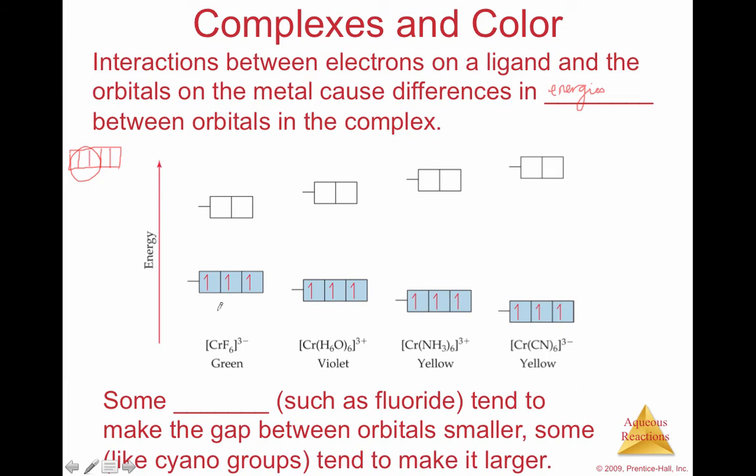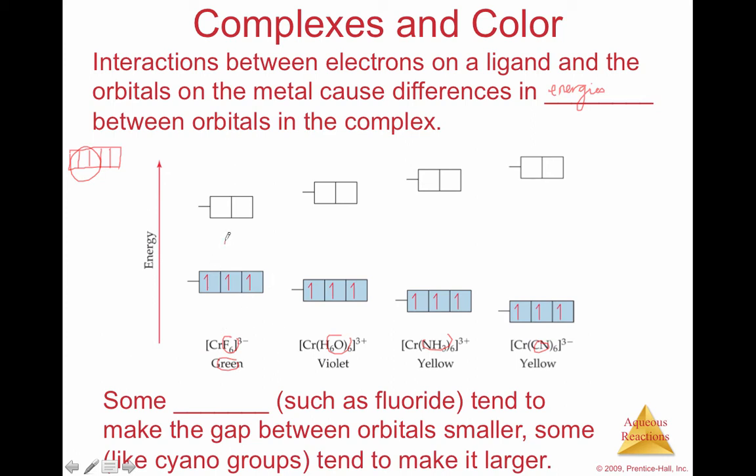Depending on the ligand attached to chromium, the d orbitals are split in different ways. Here, when chromium is attached to the fluoride ion, it is green, and so on. Now you can understand why some chromiums are green, violet, yellow. Now you can understand why, even though it's the same metal, they can have different colors.